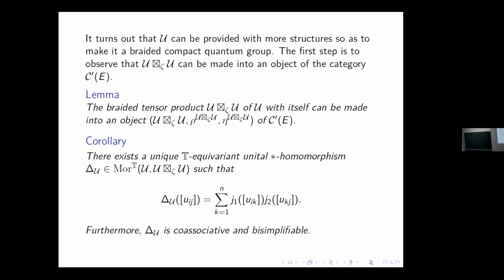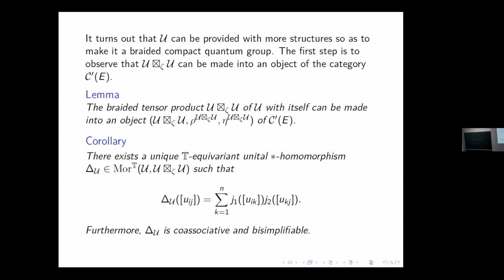The point is, it turns out that the initial object we just got can be provided with more structure so as to make it a braided compact quantum group. Like I said, if you go big enough, you would get the actual homomorphism group. So the first step is, U is an object of the category C prime E. The first step is to observe that the braided tensor product of U with itself is also an object of the category. So the lemma says precisely that the braided tensor product of U with itself is also an object of the category as defined, C prime E.